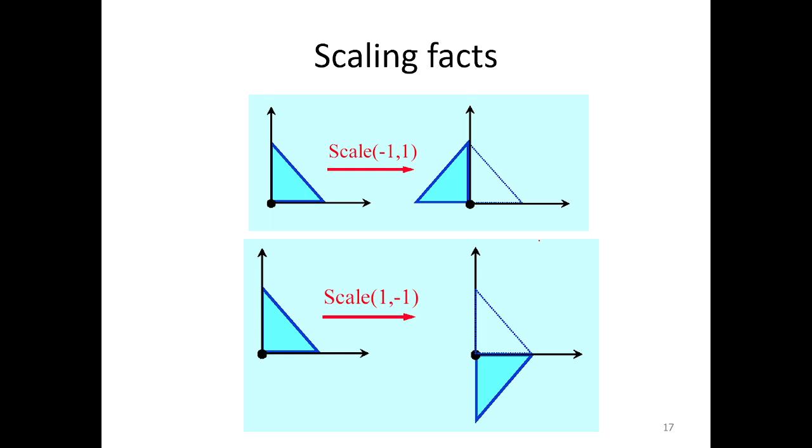Scaling by minus 1 comma 1 is defined likewise, and scaling by 1 comma minus 1 is defined likewise. So based upon that, the scaling factors will change the objects, and it may be reflected about the x-axis and y-axis, that is minus x and minus y. Likewise it will change the particular scaling factors.